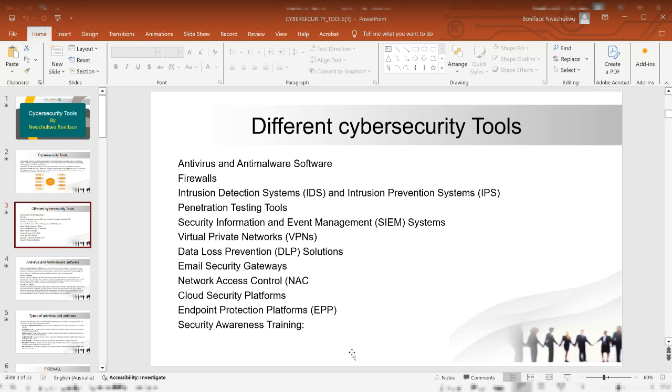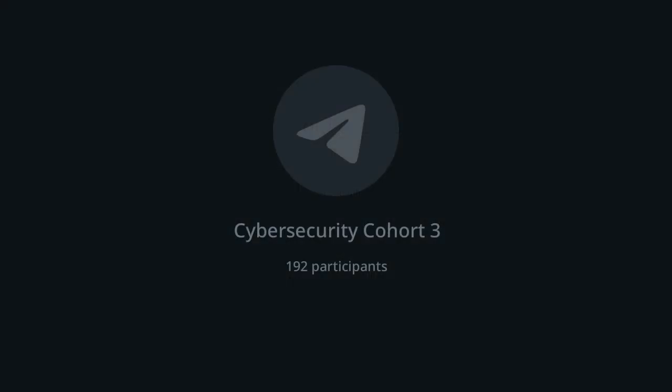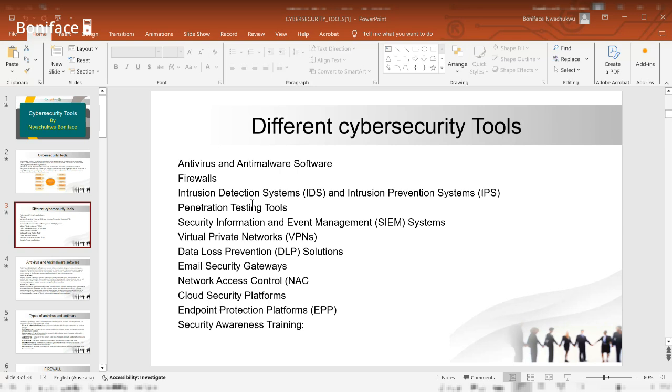Penetration testing tools. That's where I want to draw your attention, because that is exactly what we are talking about in this class. Although we are going to talk about a lot of things, like IDS and firewalls, this particular class is concentrated on penetration testing tools.